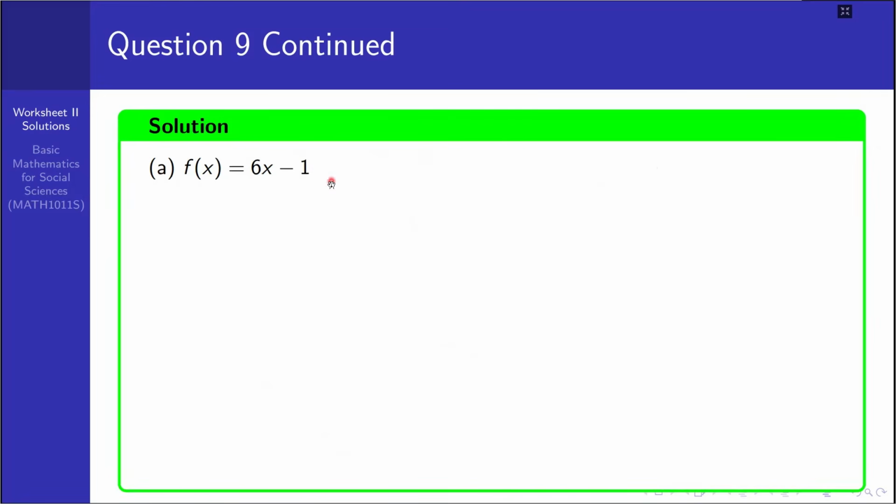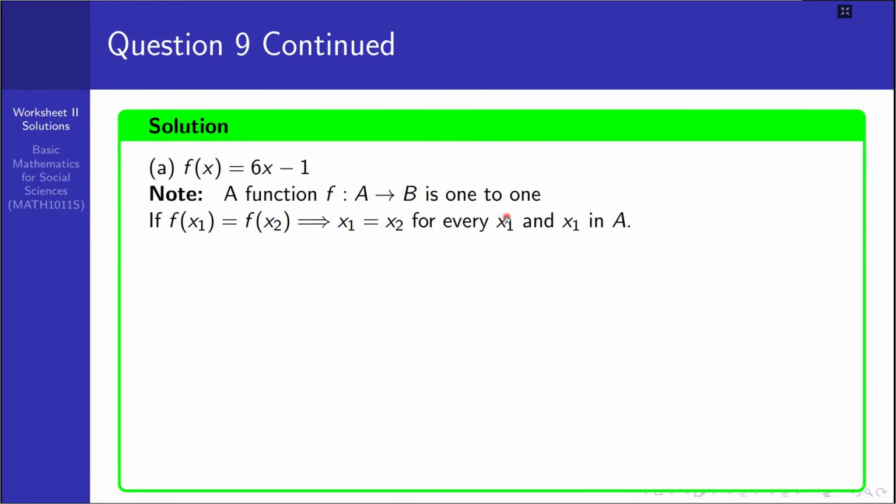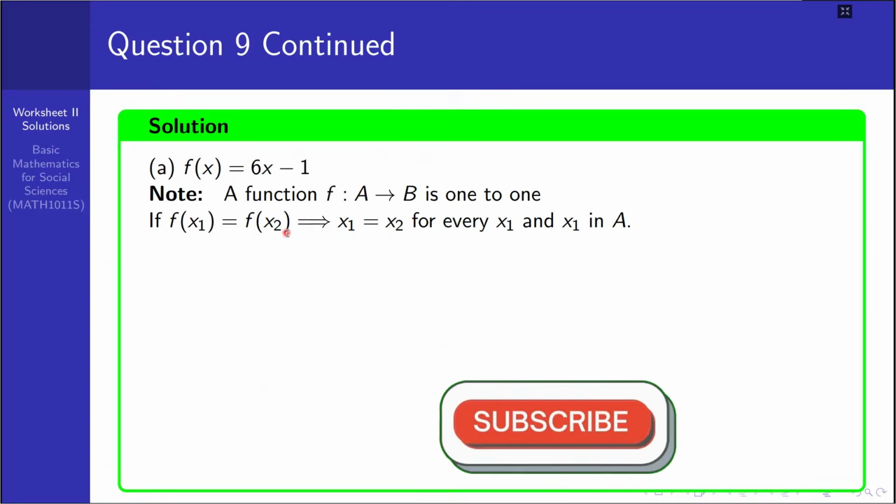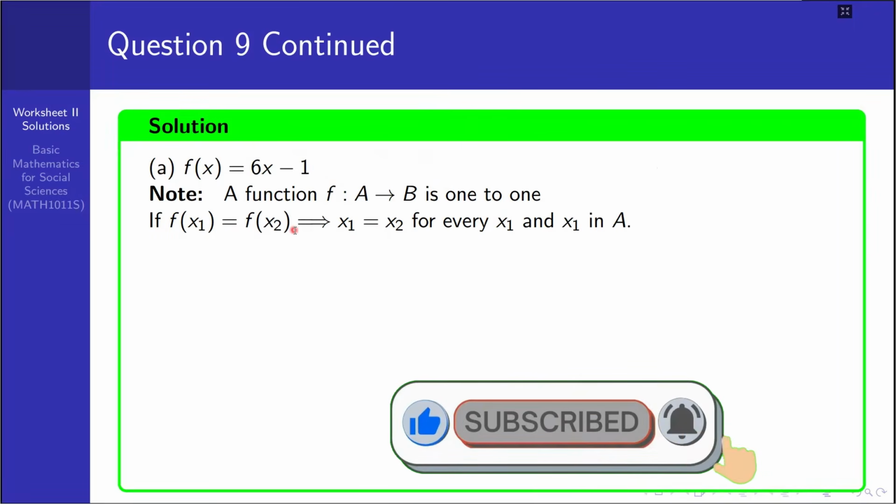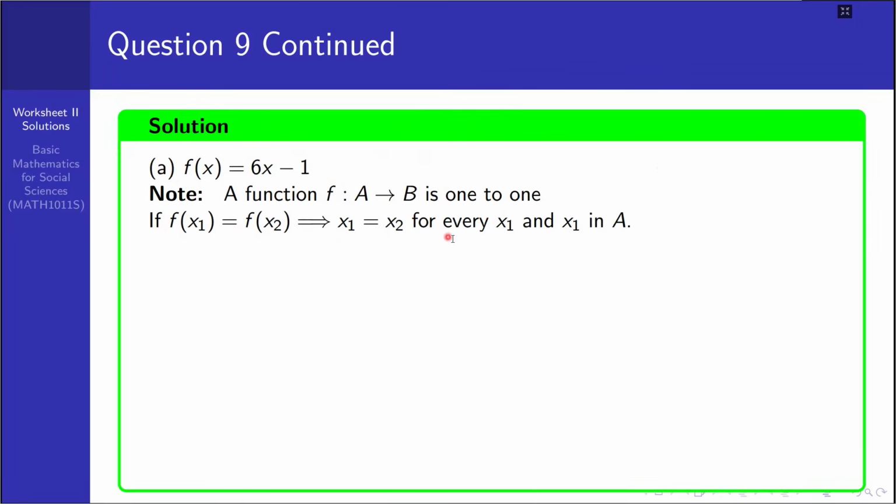To check whether this function is one-to-one and on-to, what do we do? First we need to recall the definition. A function f which is defined from A to B is said to be one-to-one if f of x1 is equal to f of x2 implies x1 is equal to x2 for any x1 and x2 in A, the domain of the given function, then the function is said to be one-to-one function.